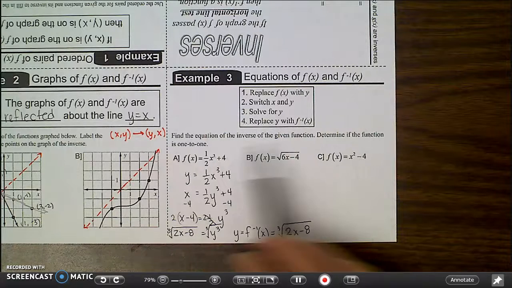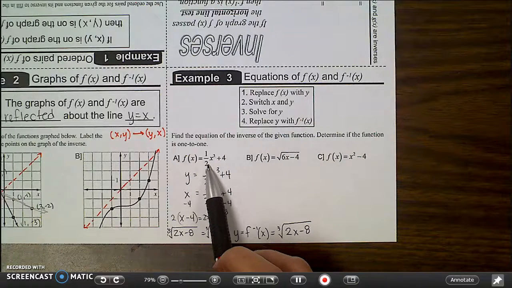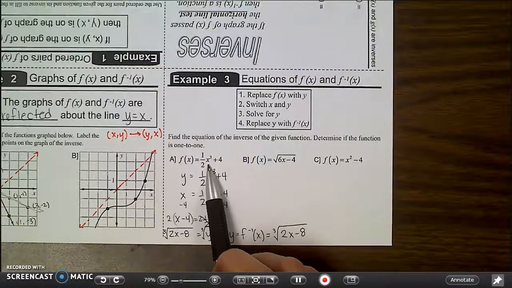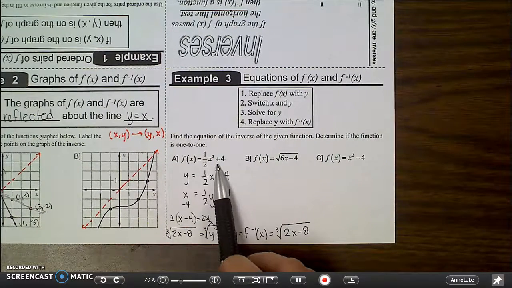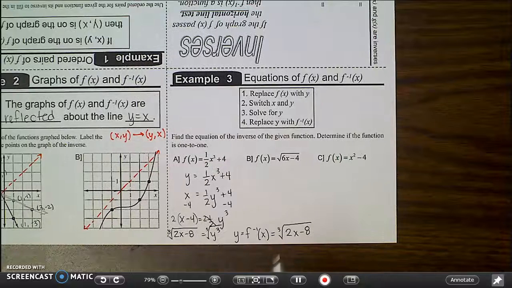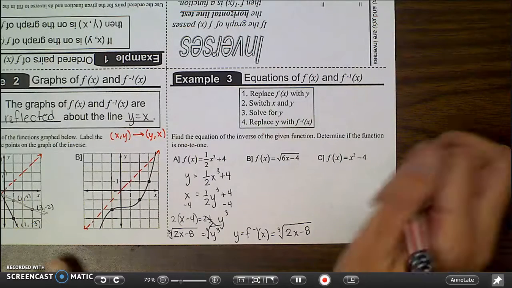Now, to determine if that function is one-to-one, we have to think about what this looks like graphed, and if it would pass the horizontal line test. And since we don't know how to graph that yet, we're not going to worry about that. So I'll try one more, and I'm going to leave the last one for you.